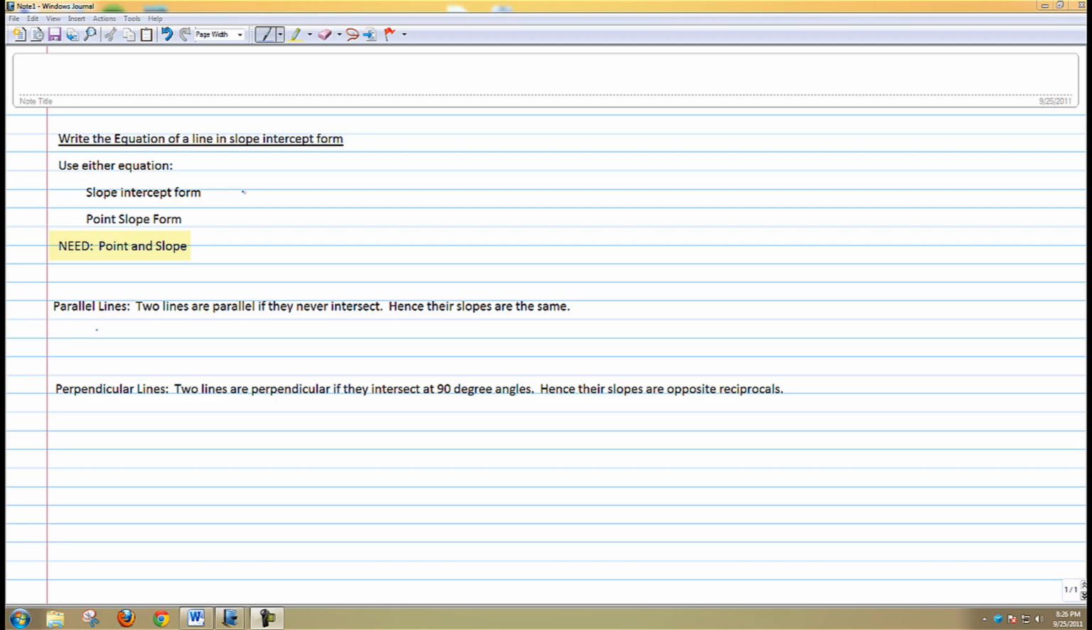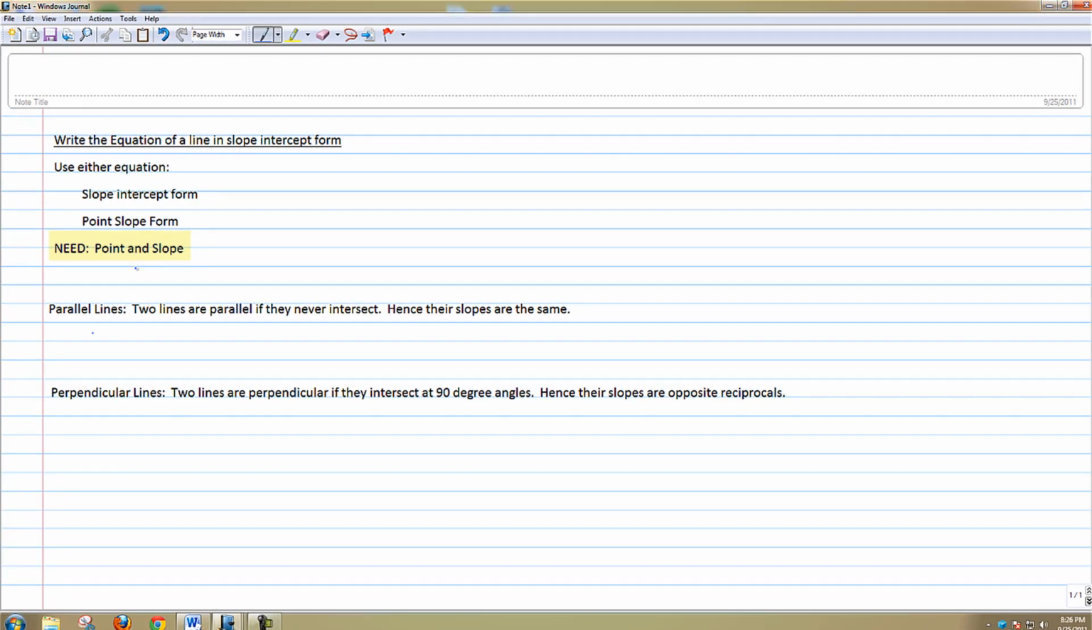Just focus on getting a point and getting a slope. Now, they may not give you both a point and a slope, so you have to use what you know to come up with that missing piece. A lot of times the slope is the missing piece. So we might have to derive the slope or just use the information they give us to help us determine what that slope is.